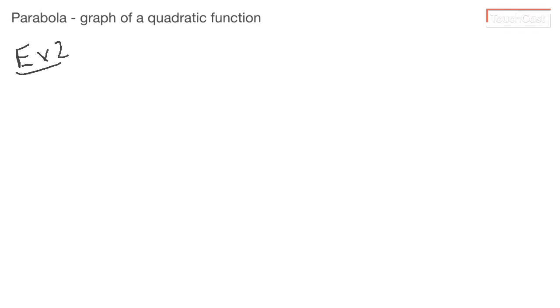Now, when we're talking about the graph of a quadratic, it has a special name. It's called a parabola. Parabolas are just the graph of a quadratic function. So in example 2, what we're going to do is graph a quadratic. We're going to graph y equals 2x squared, and to do that, we're going to make a table of values.